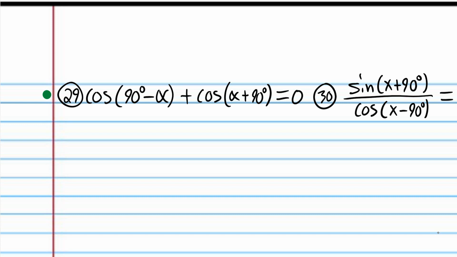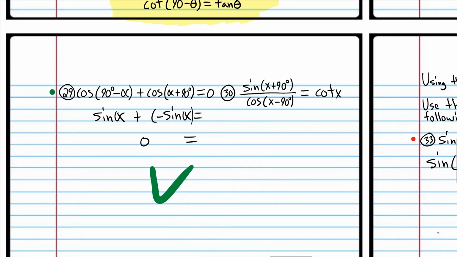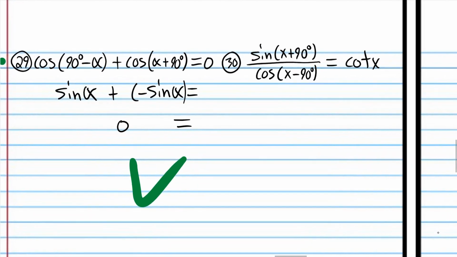Okay, we're back. So cosine 90 degrees minus alpha switches to the sine function, and cosine alpha plus 90 is negative sine alpha, and of course when you add those you get 0. So if you got that right, excellent. Go ahead and try number 30, and when you come back we'll do it together.